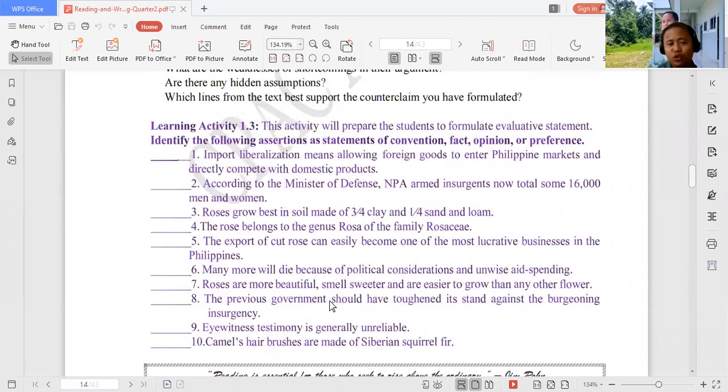So welcome to learning activity 1.3. This activity will prepare you to formulate evaluative statements. Now identify the following assertions as statement of convention, fact, opinion, or preferences. So you have to answer convention, fact, opinion, or preferences. This will be your answers.